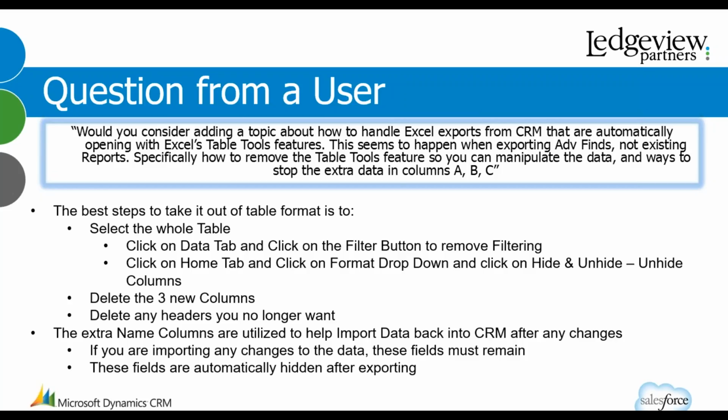The best steps to do this is once you've exported this to Excel, select the whole table. And the upper left column is a box. If you click on that box, it'll select the whole entire Excel spreadsheet. Click on the Data tab at the top, and then click on the Filter button. And it's kind of a filter icon. And that will remove the filtering of the table. And then go back to the Home tab, and then there's a Format button. If you click on that format, it'll give you a drop-down. Then click on the Hide and Unhide, and then select the Unhide All Columns. This will allow those columns in the A, B, and C to show, and then you can simply delete those columns.